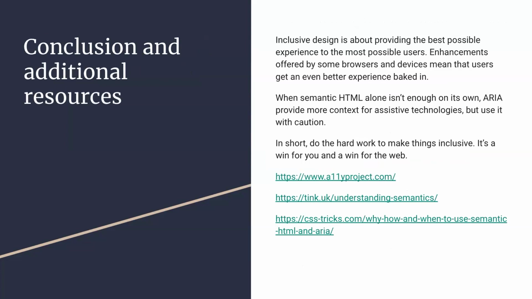So inclusive design is about providing the best possible experience to the most possible users by using accessible components. You get enhancements offered by some browsers and devices, so it makes your life easier and you don't have to do all that JavaScript to make divs behave like accessible components. When semantic HTML alone isn't enough, you have ARIA, which can provide more context, but I wouldn't go crazy with the ARIA stuff. And then do the hard work, make things inclusive. It's a win for you. It's a win for the web.